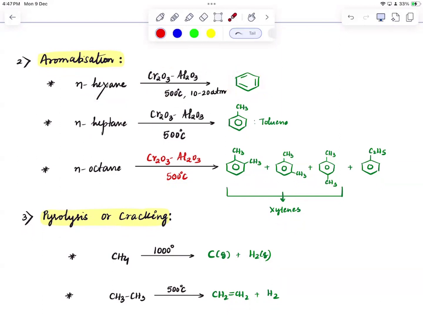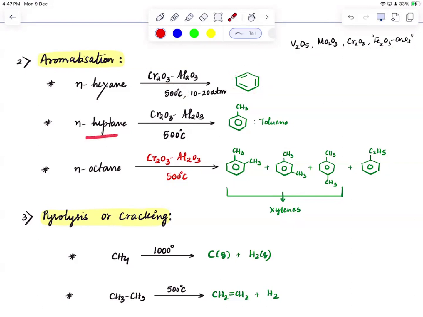Acha, are these the only reagents? No. You can take V2O5, we can take Mo2O3 here, and we can individually take Cr2O3. We can take an Fe2O3 and Cr2O3 mixture. Any of these mixtures with strong heating at around 773 kelvins, they all will convert into benzene forms.